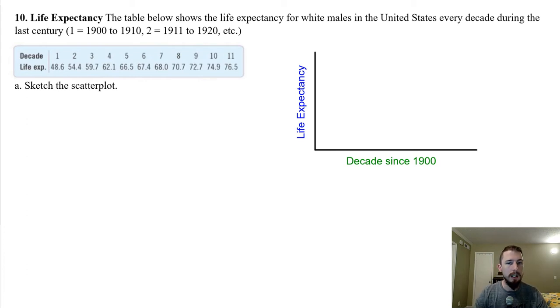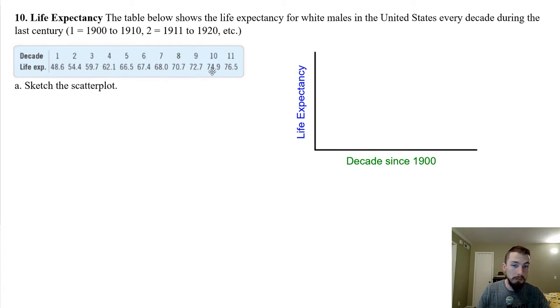I just want to make this pretty quick. So the table below shows the life expectancy for white males in the United States every decade during the last century. So one would be the first decade of the last century, which would be 1900 to 1910. Two would be the second decade past 1900, which would be 1911 to 1920, et cetera. So this is just numbering off the decades. It's just a little bit easier than putting 1900, 1910, 1920, et cetera. Okay, so life expectancy is shown here.